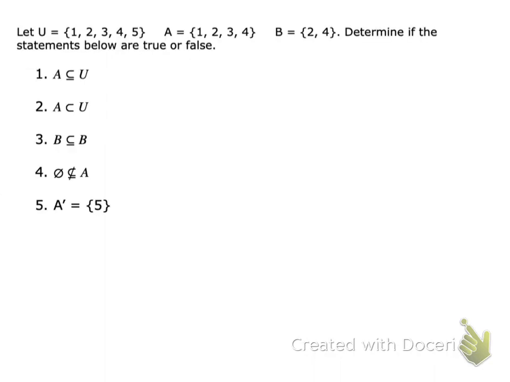Okay, so here we go. We need to decide if these statements are true or false. Okay, so we're going to let U, our universal set, remember that means any of the elements we're considering, be 1, 2, 3, 4, 5. For this problem, that's all the elements that are possible. Set A is 1, 2, 3, 4, and set B is 2, 4. We have to decide if these statements are true. So let's go through this.